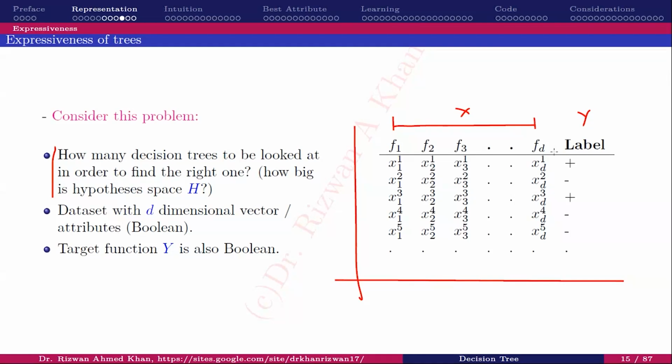So the data set is d dimensional. We can see there are d dimensions. The subscript is the dimension of the feature vector, and the superscript is the example number. So example number 1 dimension 1, example number 1 dimension 2. So this is a d dimension feature vector. The target function is y, and this is Boolean, so it could be true or false, yes or no. And this feature vector is also Boolean.